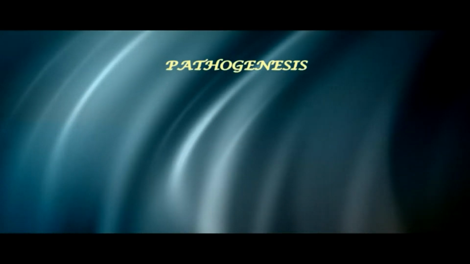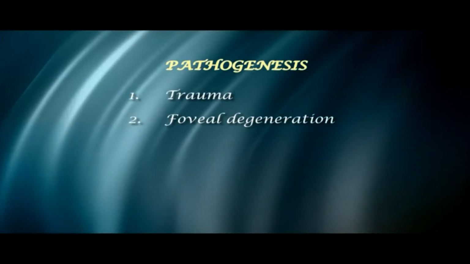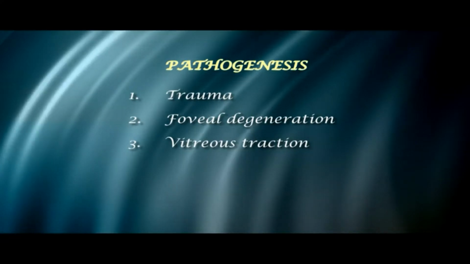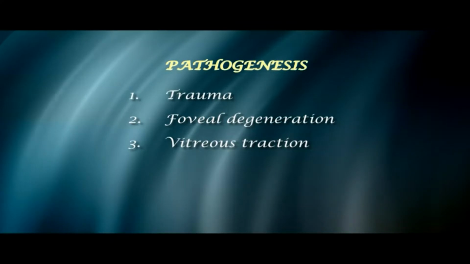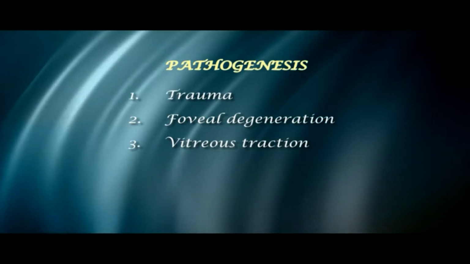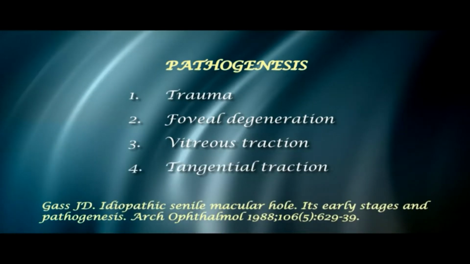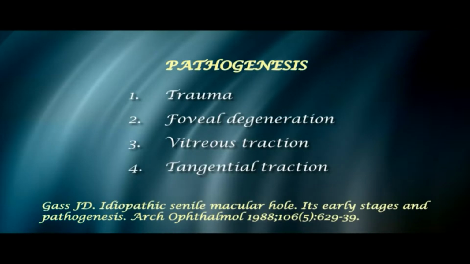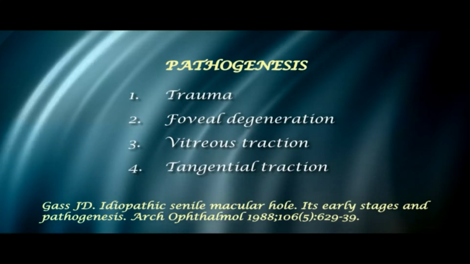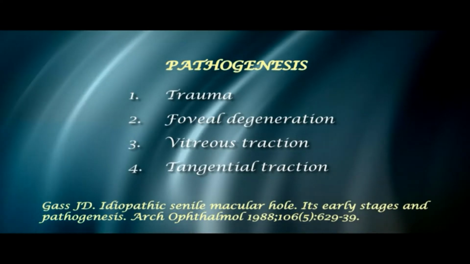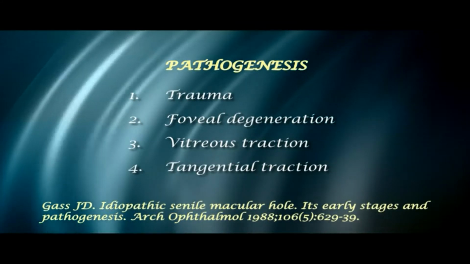It has been theorized that macular hole formation may be due to trauma, foveal degeneration, vitreous traction, and others. Anterior-posterior transvitreous traction caused by vitreous fibers on the fovea extending to the vitreous base leads to the formation of a macular hole. Tangential traction, a theory proposed by Gass in 1988, postulated that tangential traction of the posterior cortical vitreous attached to the fovea resulted in central photoreceptor detachment and formation of a macular hole.